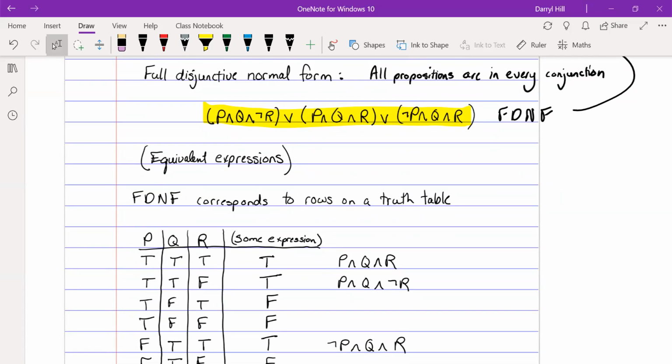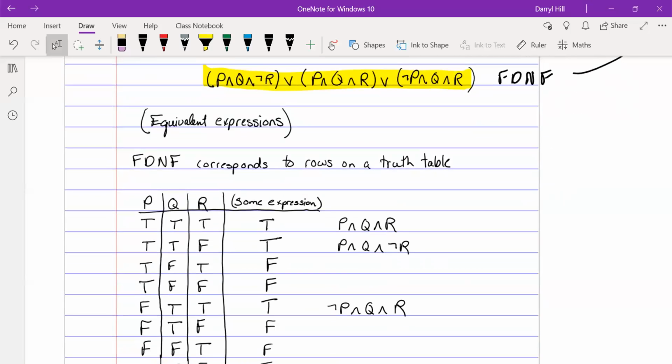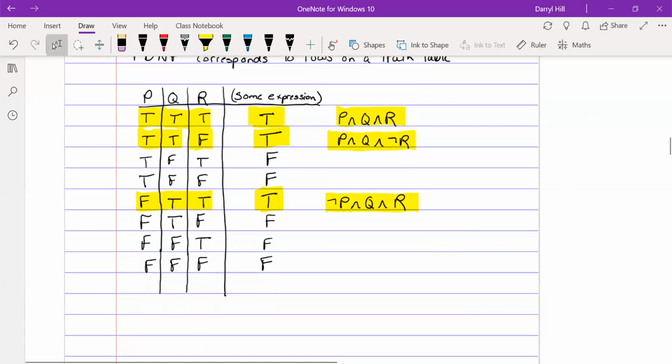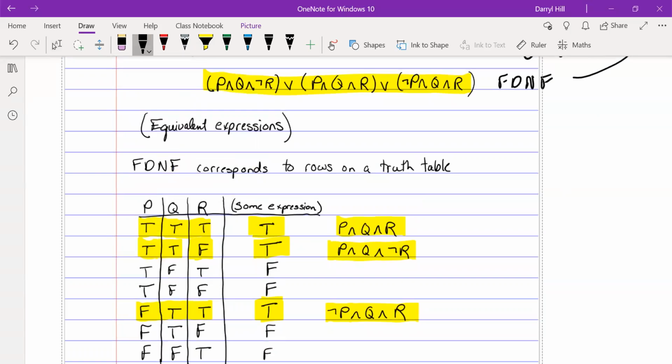The nice thing about the full disjunctive normal form is it corresponds to rows on a truth table. If you make a truth table, you can quickly get to the full disjunctive normal form just by looking at what the true values are. Here, this is a true value, so we take P and Q and R. This one has a true value as well, so we take P and Q and not R, because we want to turn that false into a true. We want true and true and true in each of these expressions, so we negate the ones that are false. And here we finally have false and true, so we want not P in order to turn that first F into a true, and Q and R. The rest are false. So this is the truth table that corresponds to this full disjunctive normal form.